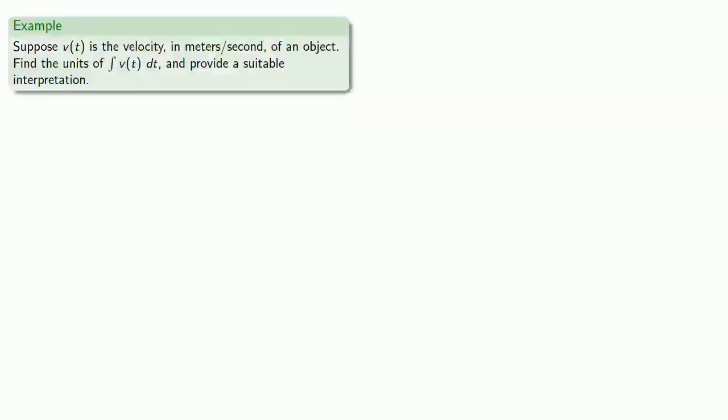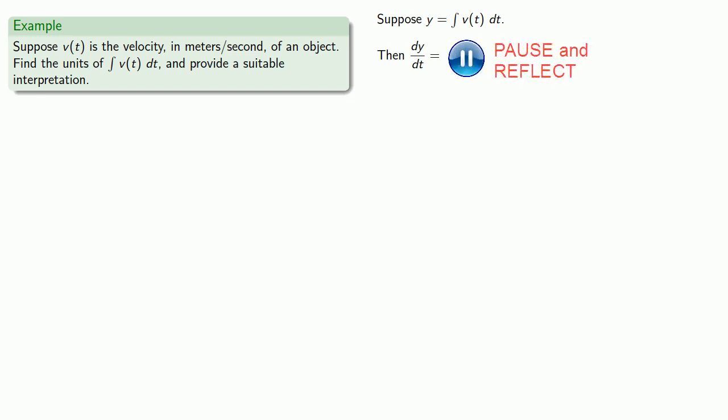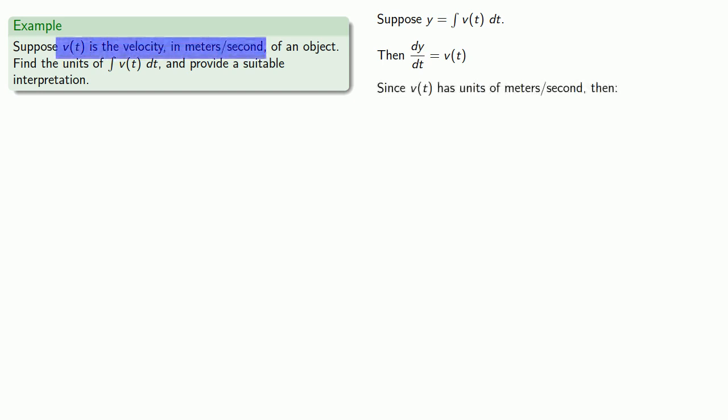For example, suppose v of t is the velocity in meters per second of an object. Let's find the units of the antiderivative of v of t and provide a suitable interpretation. So one of the nice things about math is I might not know what something is, but I can at least name it. So let y be the antiderivative of v of t. Then the derivative of y with respect to t will be v of t.